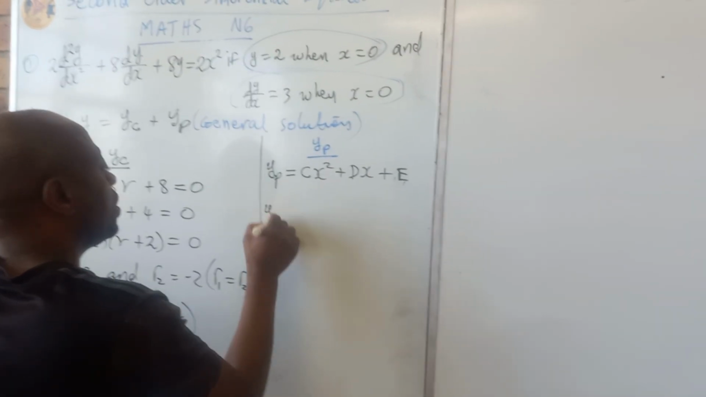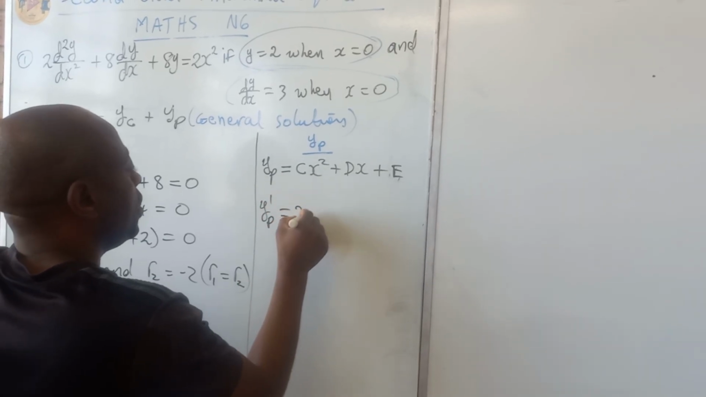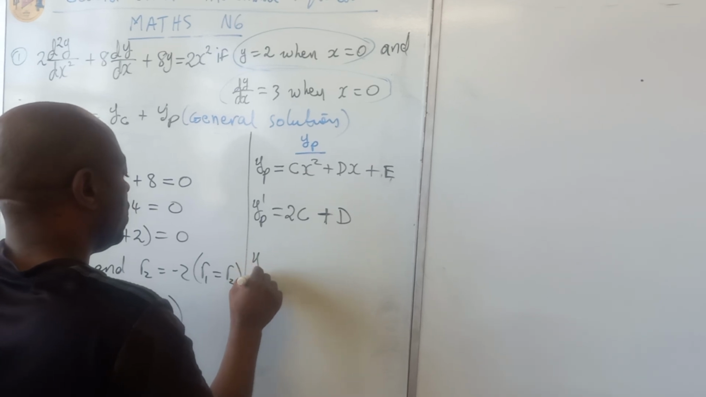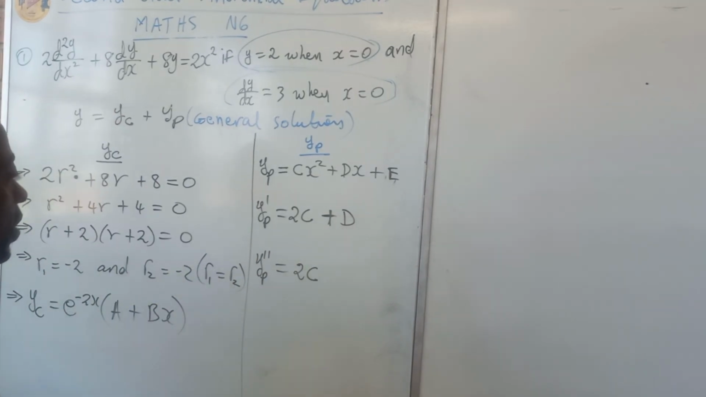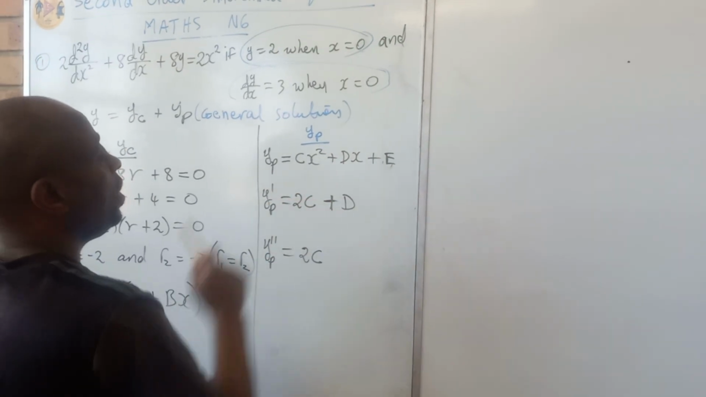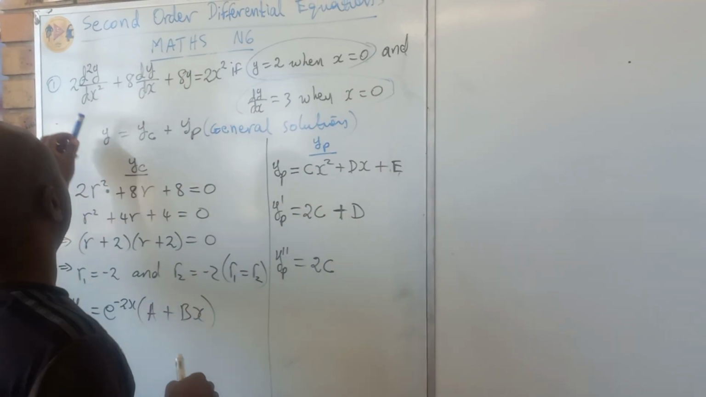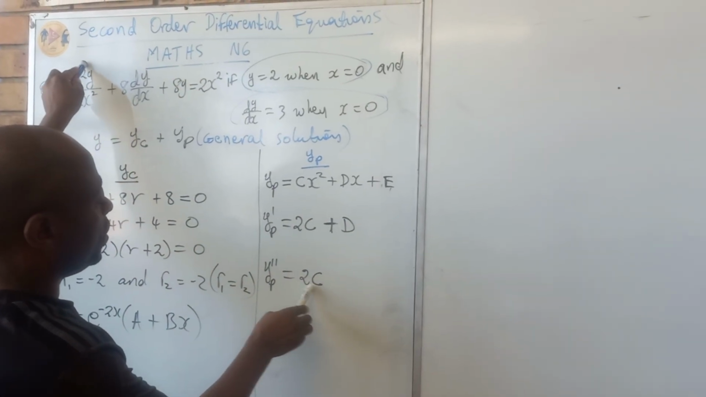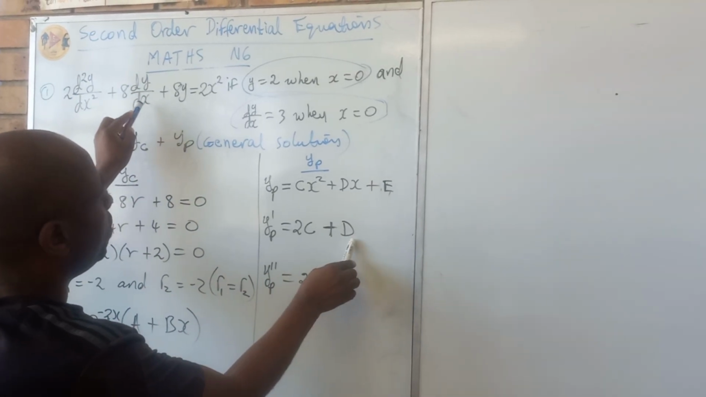So I will differentiate it 2 times. If I do it for the first time, I will get 2cx plus d. Then if I differentiate it for the second time, I will get 2c. So that's the standard procedure. Then to calculate the values of c, d, and e, I will transfer this information into the original differential equation, where the second derivative we will replace by 2c, the first derivative we will replace by 2cx plus d.